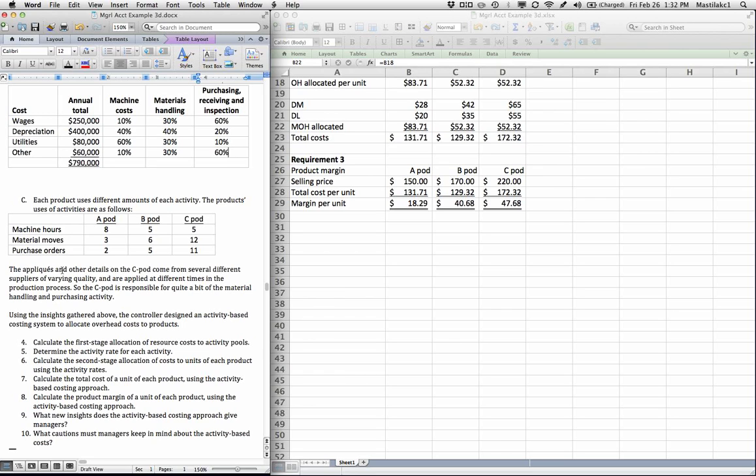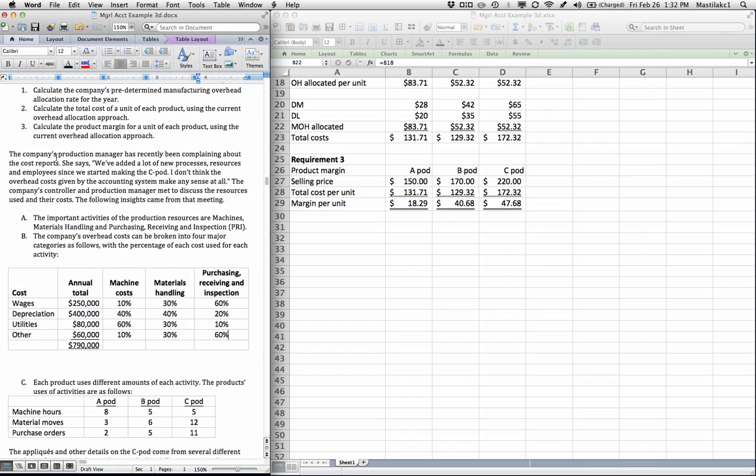Now we had some insight that came from the meeting. The appliques and the other details in the CPOD come from different suppliers. Some suppliers are better than others, so we have to do some inspection, and they're applied at different times in the production process. Maybe they're layered in a particular order to get a particular appearance to the appliques. The CPOD is responsible for quite a bit of the material handling and purchasing activity. So it's a more complicated product, and these resources that we have to get pieces, parts, and materials where they need to go at the right time, those are generally used on the CPOD product. And that's probably the insight that the production manager had when she said, this isn't really what's going on in the overhead resources.